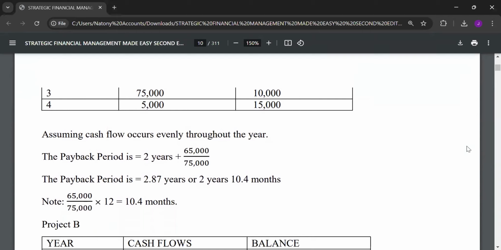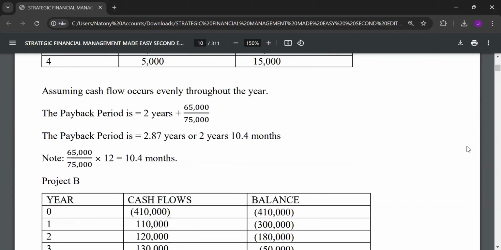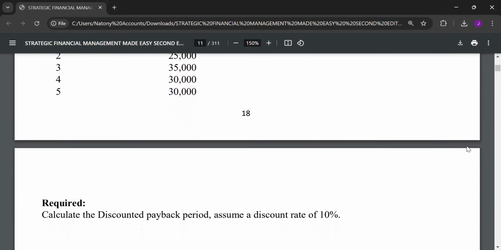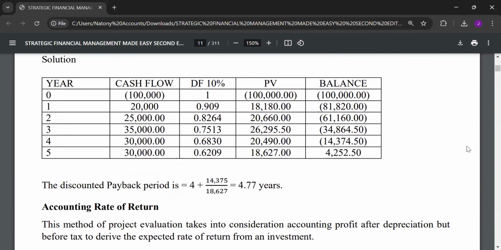But the disadvantage of the payback period is that it doesn't take consideration of the time value of money. So if you've watched my video on time value of money, you see that 1 naira today is not 1 naira tomorrow. If I lend you 1 naira today, by the end of the year, the value of that money will have reduced depending on the inflation rates and the state of the economy. Now, to overcome that challenge, there's what is called the discounted payback period. So the discounted payback period takes into consideration discounting.